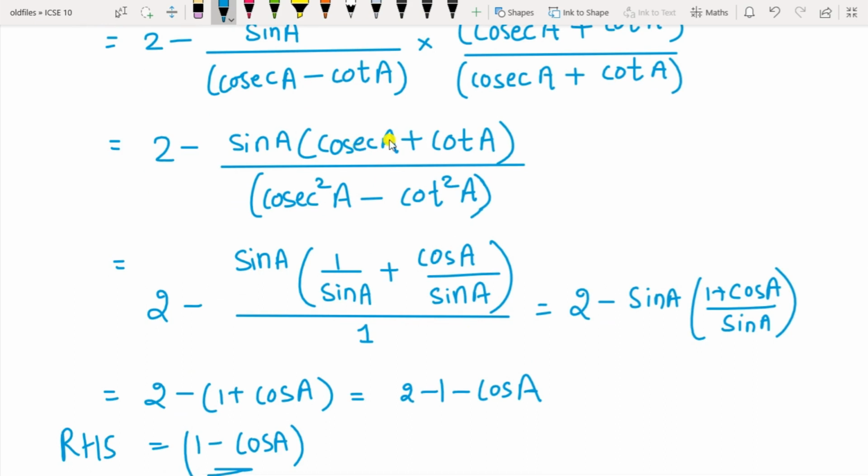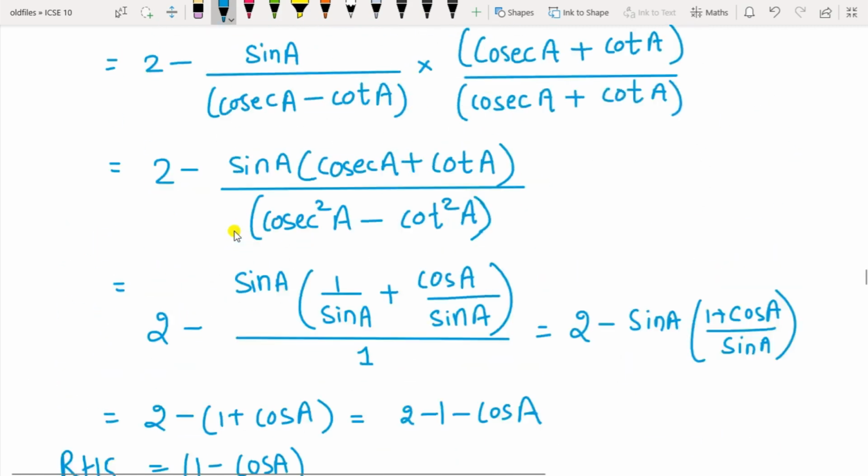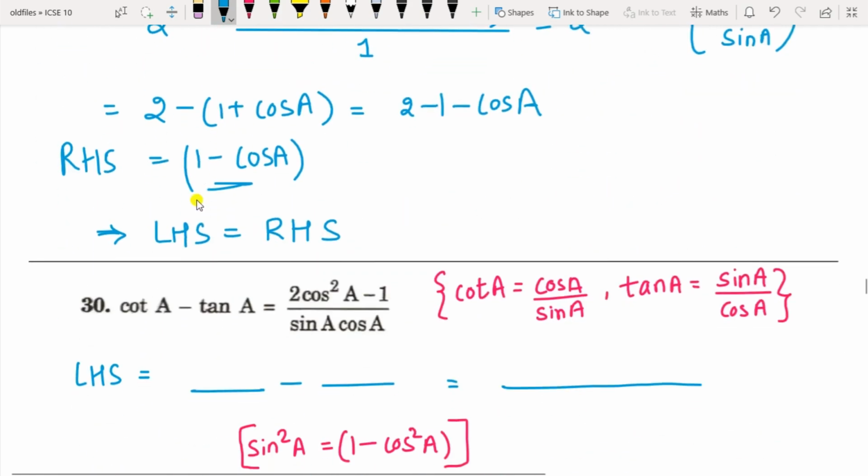Now cosec is 1 upon sin, cot means cos upon sin, take sin in the denominator common, so it will be 2 minus sin A times 1 plus cos A upon sin A. Sin will get cancelled, so it is 2 minus the bracket 1 plus cos A. So if you open the bracket, it will be 1 minus cos A. So for LHS you got 1 minus cos A, and for RHS also you got 1 minus cos A, hence LHS equal to RHS.